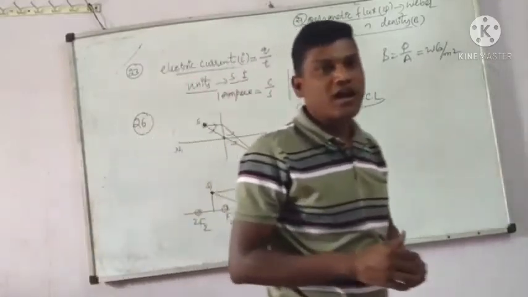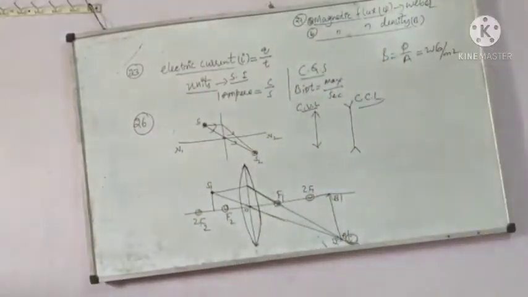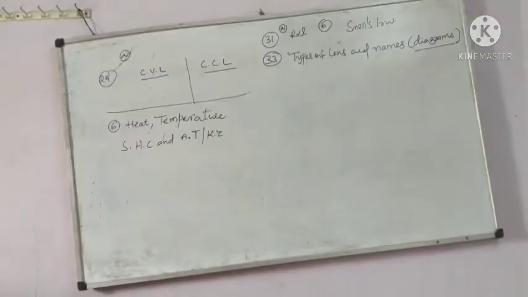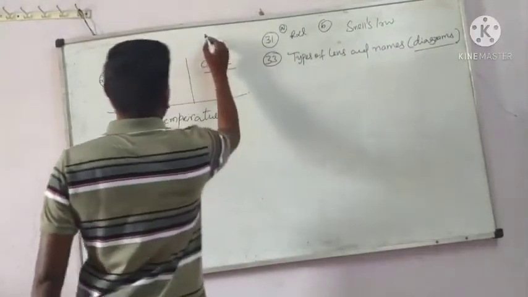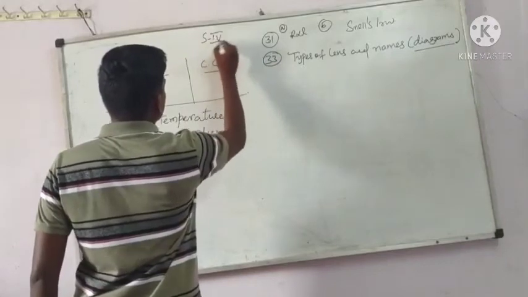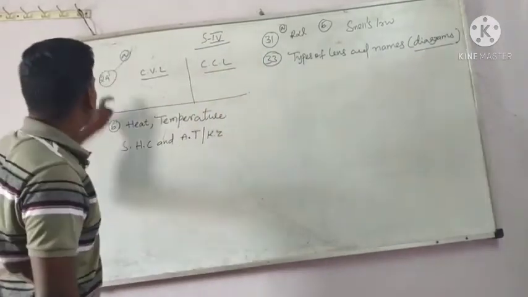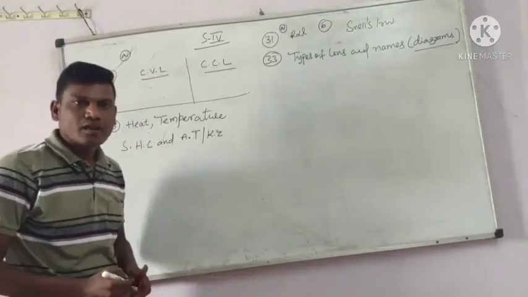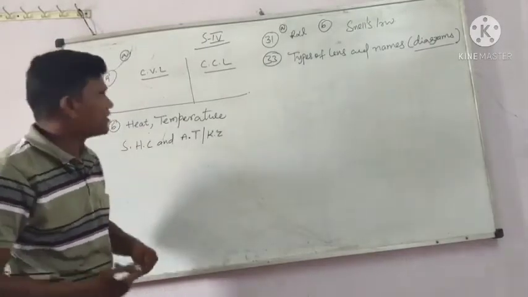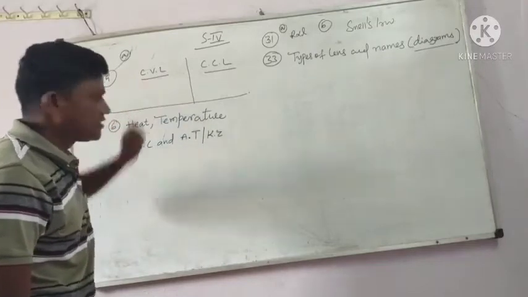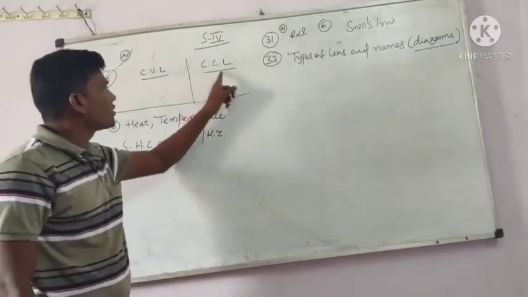So now we are going to discuss section number 4, that is, essay questions or long answer questions. Question number 29: Write the differences between convex lens and concave lens.